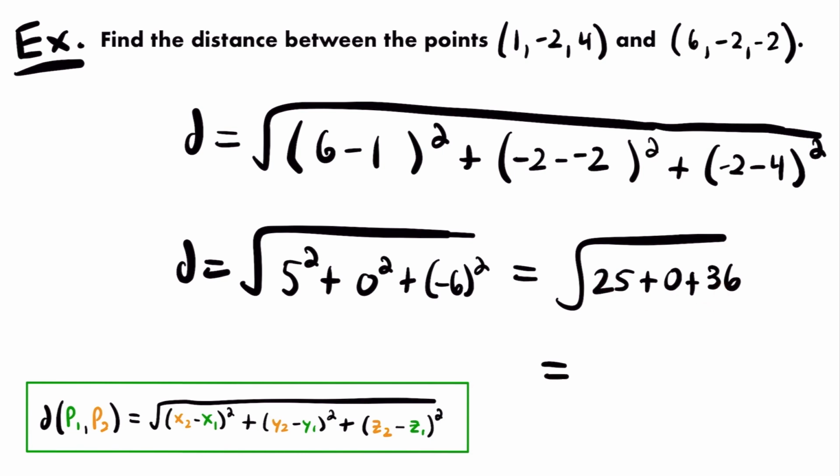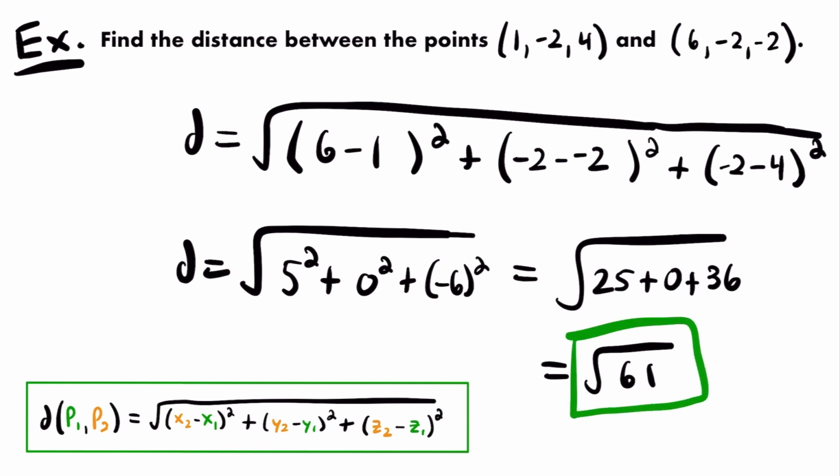And so the distance is equal to the square root of 61. And that can't be simplified any further. This is in its simplest form. And so that is the distance between these 2 points in the 3D coordinate system. The distance between this point and this point is the square root of 61.